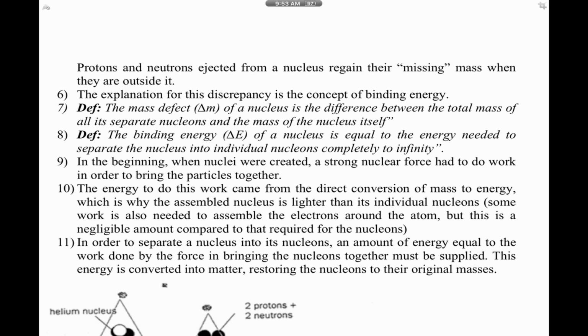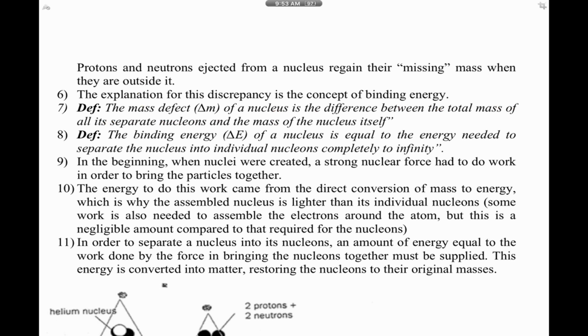So this is the definition of mass defect. The mass defect is the difference between the total mass of all its separate nucleons, meaning the two protons and two neutrons, and the mass of the nucleus itself. Now, the energy that you calculate from this mass defect: let's say we take this mass defect times c squared, we will get E. So what does the E represent? The E, in this case, is the energy that you converted from the mass to come together, right?